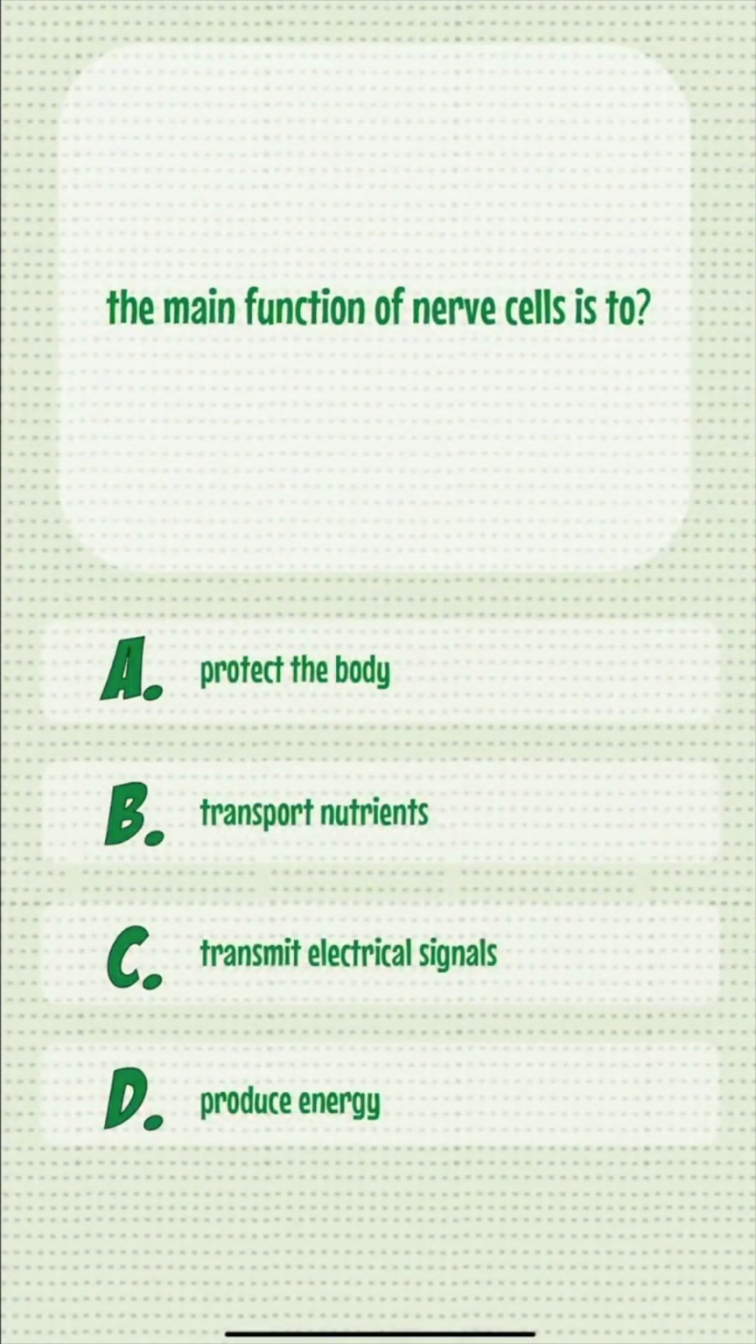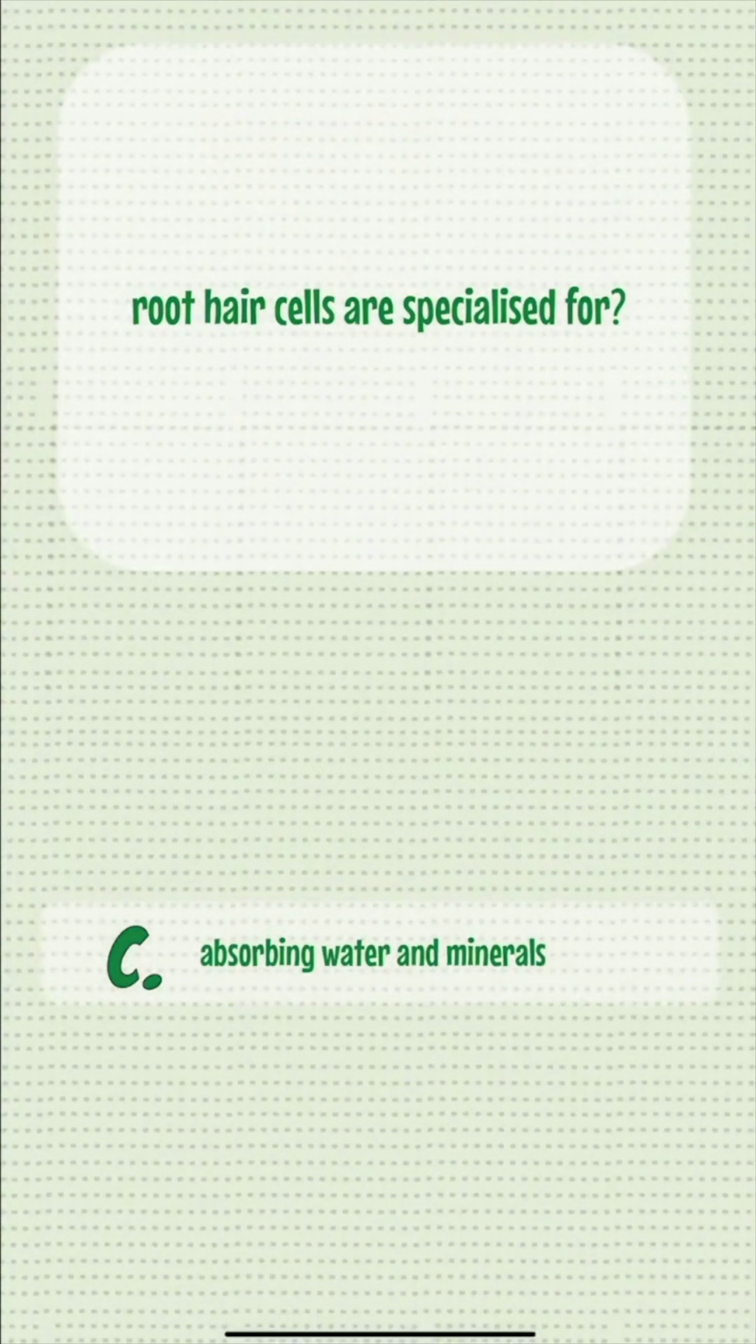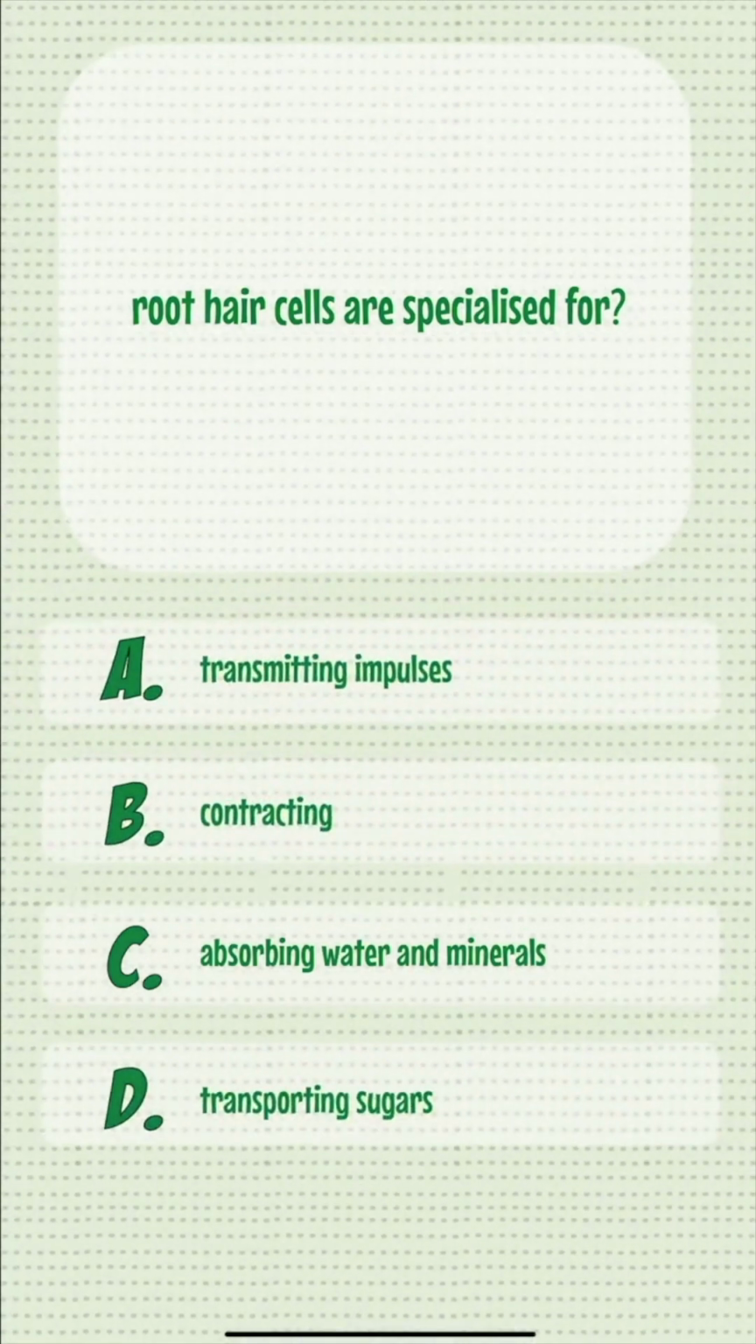Right, next up, what is the main function of nerve cells? We've said this already. Transmit electrical signals. Next one, root hair cells are specialized for, again, mentioned this as well, let me know. Comment your answer. Yes, most of you are saying C. Good, absorbs water and minerals. Other ones, yeah, this is for nerve cell, muscle cell, and this one is for transporting, so that's a phloem.